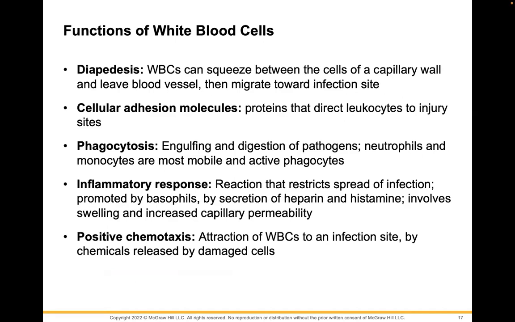Now, how does it do that? Well, first, there's positive chemotaxis. There's some sort of chemical attraction that gets released from the area of infection, right? Or the area of damaged cells. And then once they're there, they can stick, and that's through cellular adhesion molecules. They stick to whatever needs to be phagocytosed or engulfed, right? And then they release the contents of their cytoplasm, and then it breaks down and recycles everything.